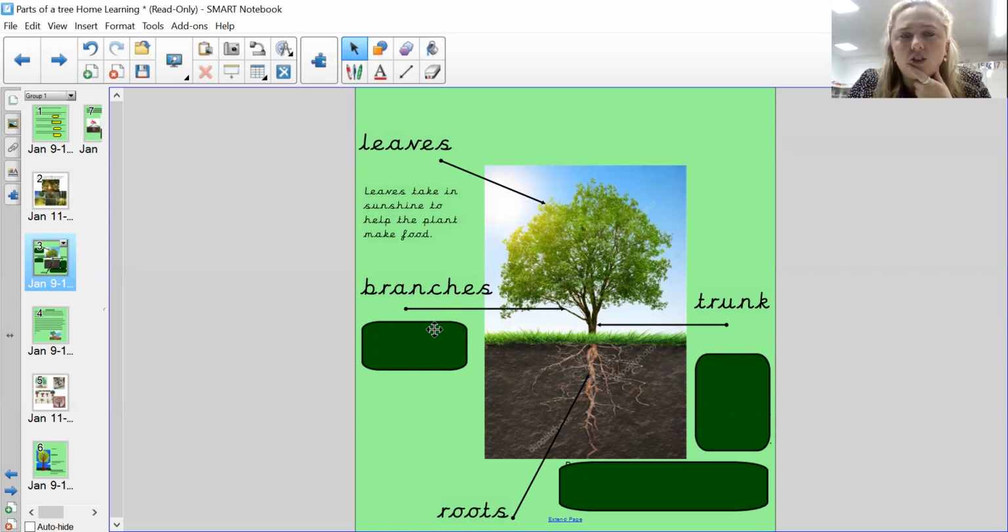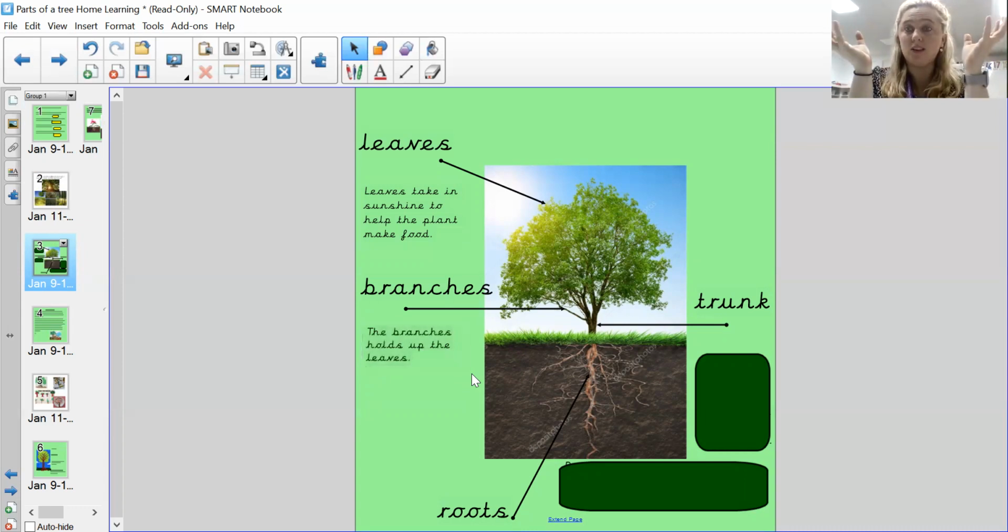What do the branches do? What do you think? This one's a little bit trickier. We didn't have any branches on a flower, did we? Well, the branches hold the leaves. So without the branches, there'd be nowhere for the leaves to go. So they hold up the leaves.